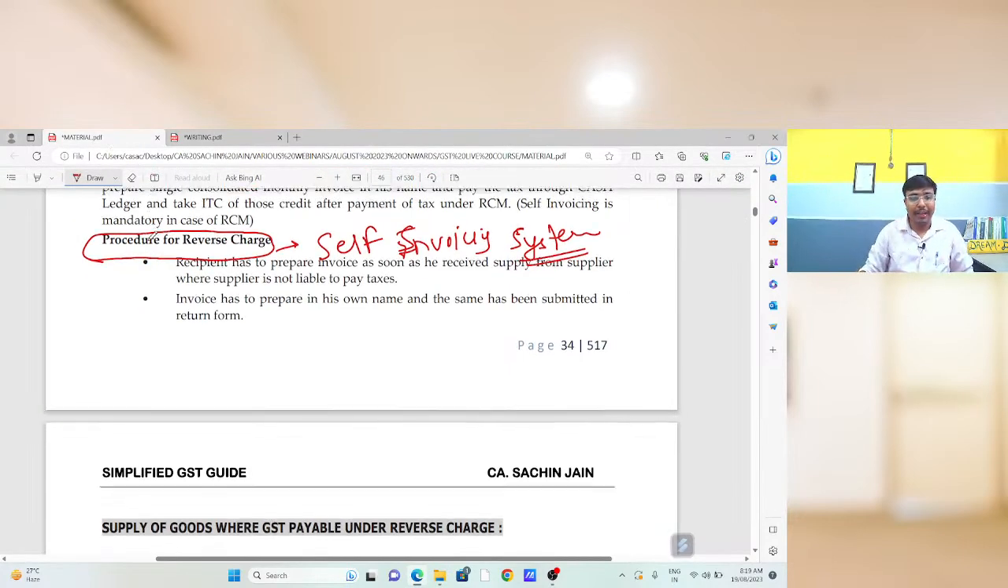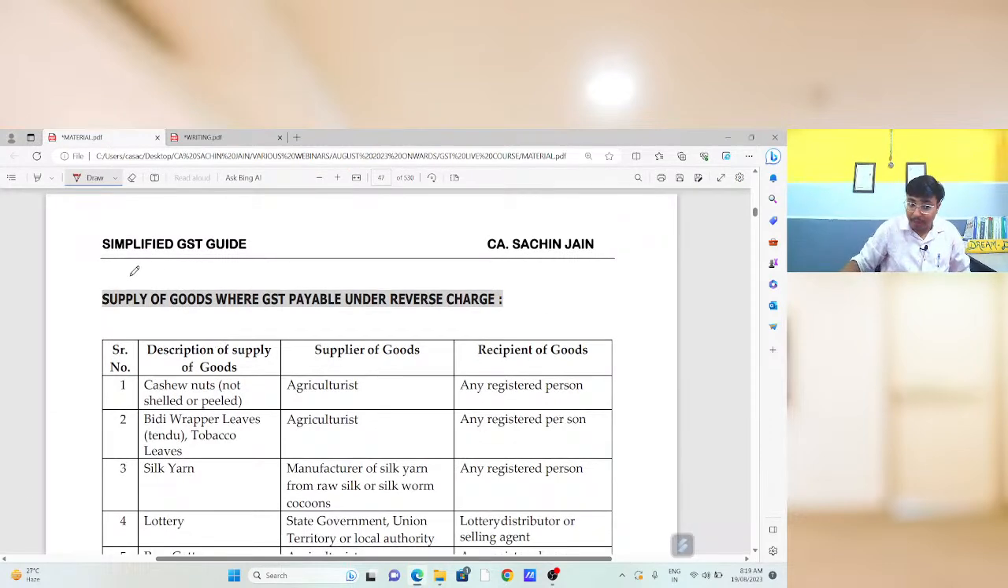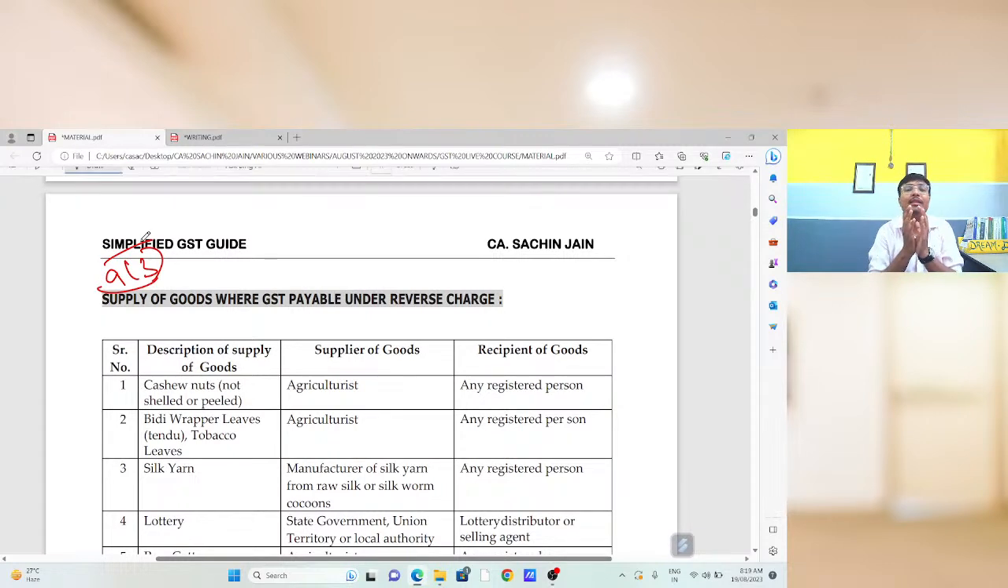Now, we are going to discuss the list as per section 9, subsection 3. We had already discussed that in section 9 subsection 3 there is a comprehensive list available, and according to that list we need to charge reverse charge mechanism. On supply of these particular goods reverse charge mechanism will be applicable, and on supply of these particular services reverse charge mechanism will be applicable. We need to apply this concept.